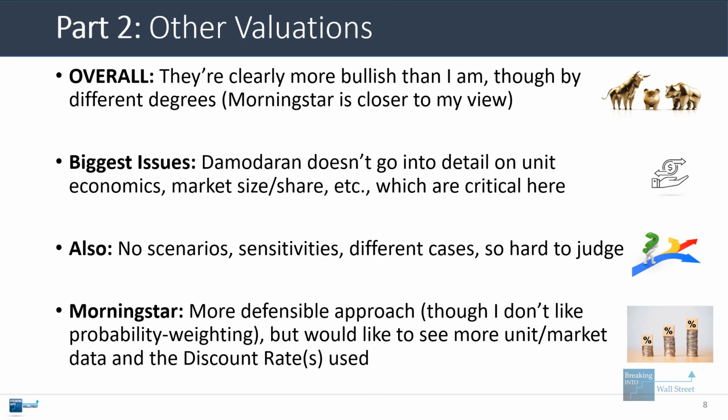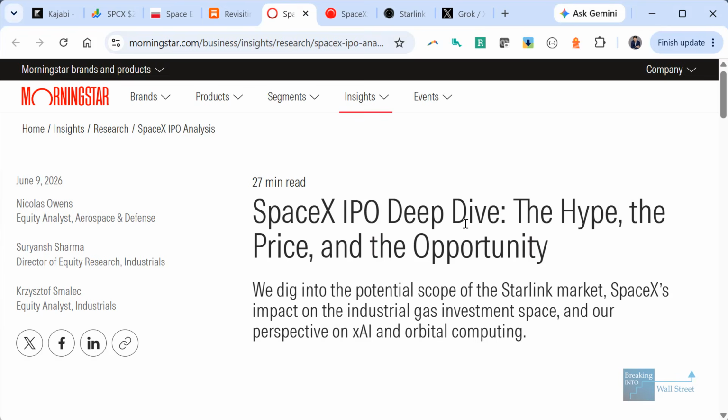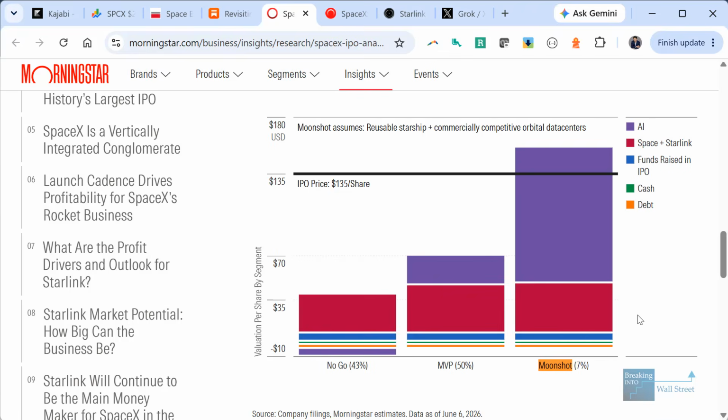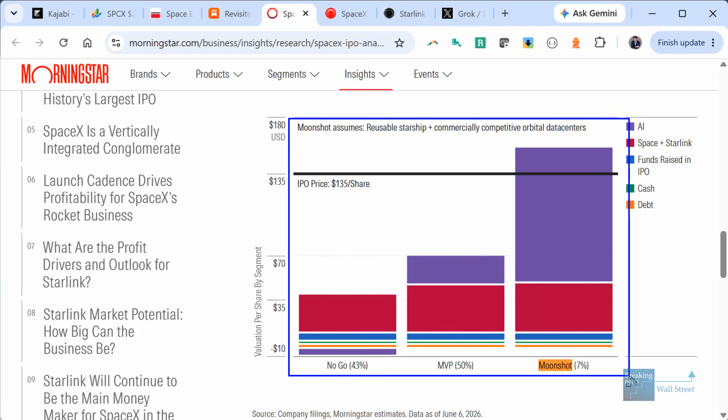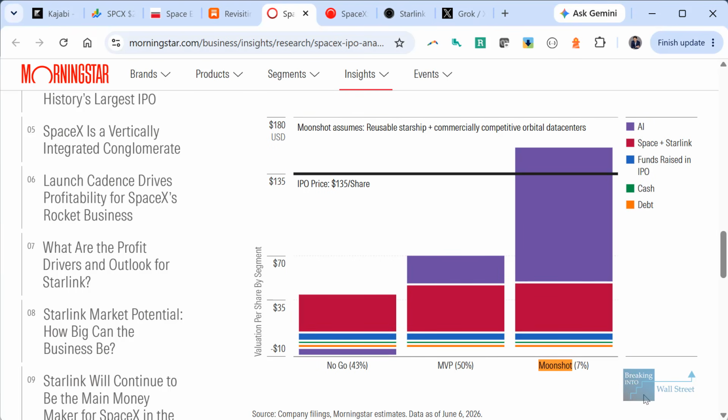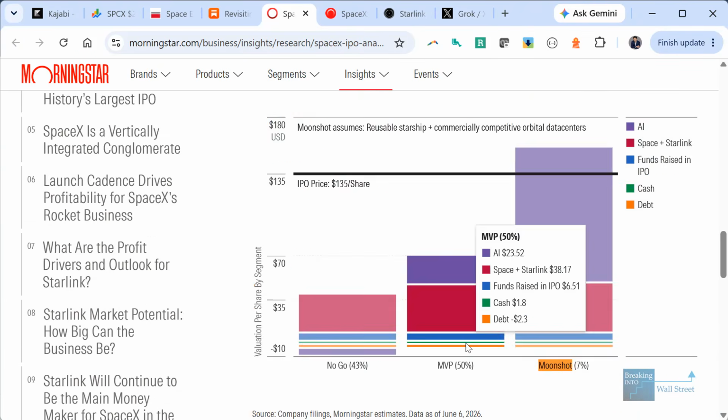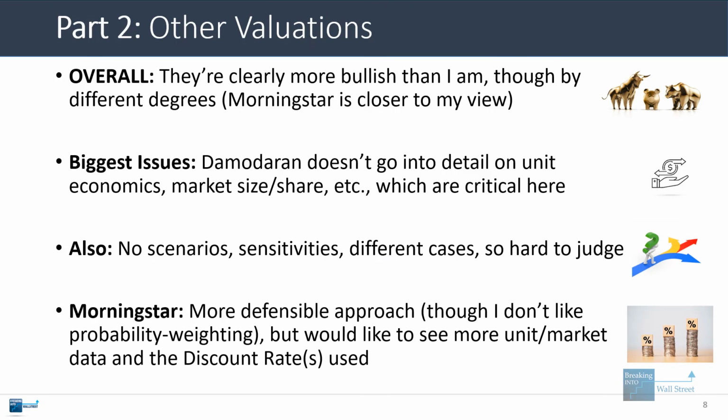With Morningstar, I do think they have a more defensible approach overall, because essentially what they do is something like us, where they break it into a couple of different scenarios, they probability weight them, and then they use that to determine the share price. So I do think that their approach here is definitely more defensible, but they also don't have much on the unit economics, the market data, and they don't tell us what discount rate they used for each segment, if they even varied it between the different segments.